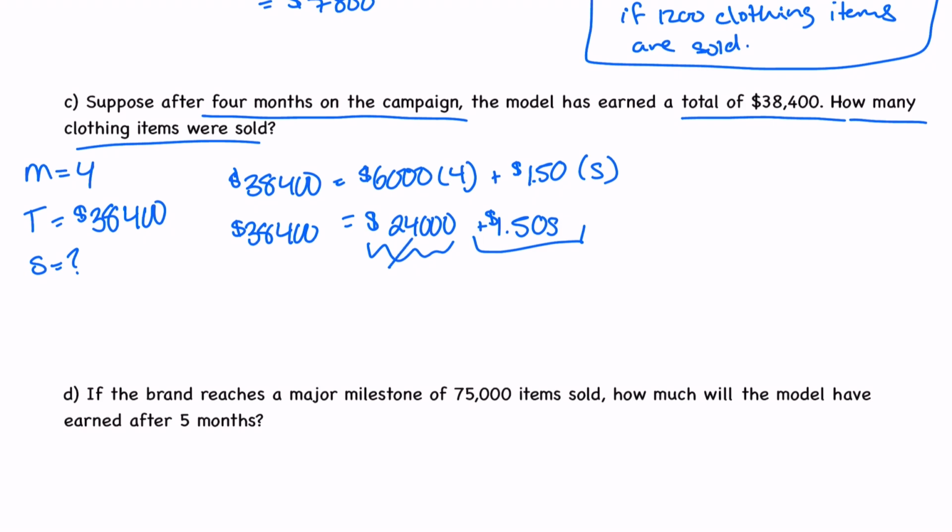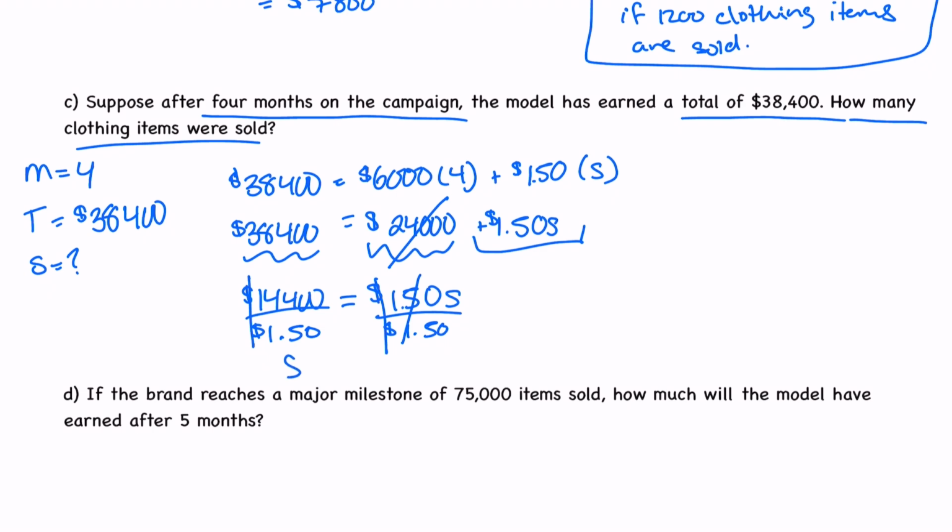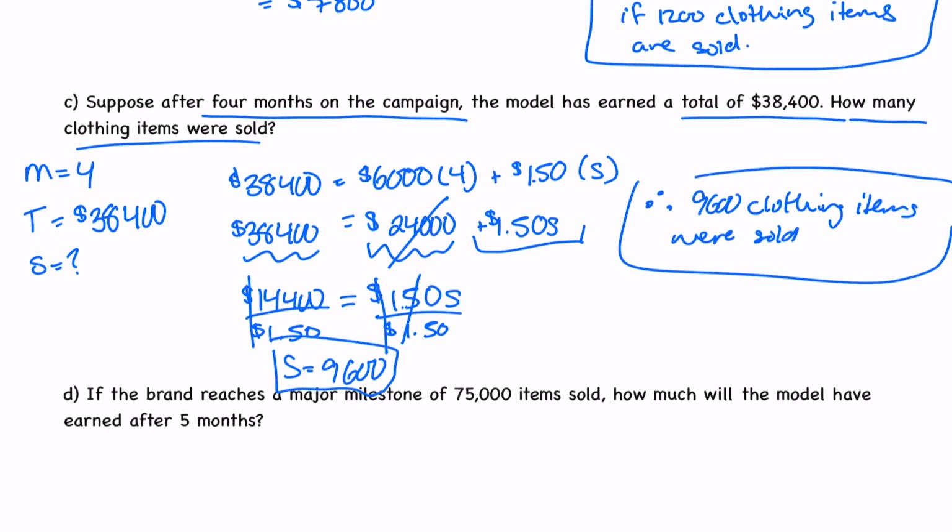When we do that, this will cancel here, and this will turn into 14,400. So we get 14,400 is equal to $1.50 times S. To get S by itself, we need to divide by $1.50 on both sides. And when we do that, this cancels here, the dollar signs cancel as well, and we get S is equal to 9,600. And now we can write a therefore statement. Therefore, 9,600 clothing items were sold.